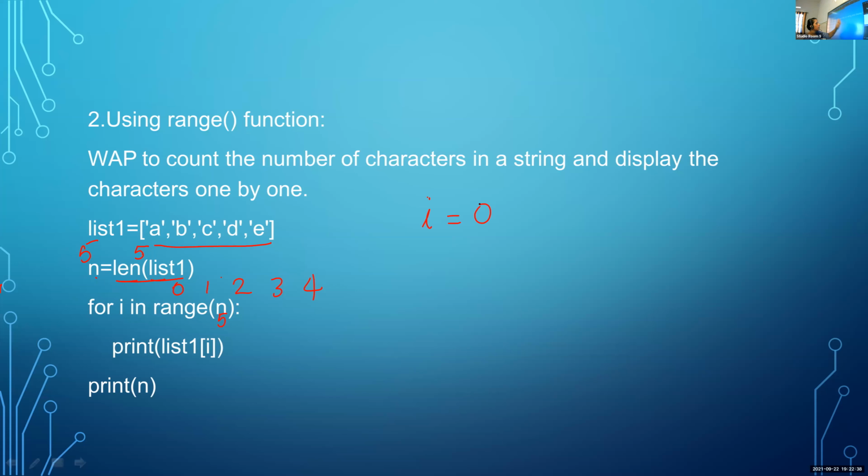So after assigning 0 to I, it will execute this print statement. So the value of I is 0. Then it will execute print list 1 of I. What is the value of I? I is 0. That means list 1 of 0. What is list 1 of 0? This is list 1. List 1 of 0 means A. So it will print A.